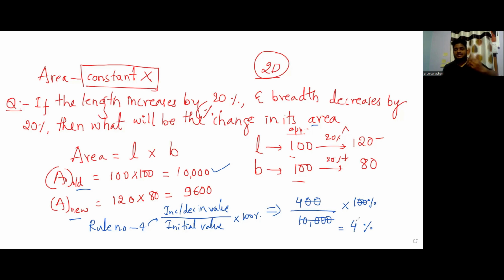Now, is it increasing or decreasing? It is obviously decreasing. I think you can understand from the figures here. It is 10,000 and it is 9,600. So your new area is decreasing. So it will be a 4% decrease. Can you understand what we have done here? This is the very easiest way. Try to do it. We'll do 3 more sums. You can understand then better.